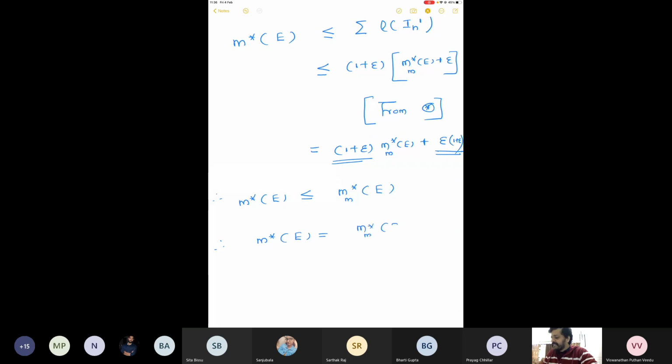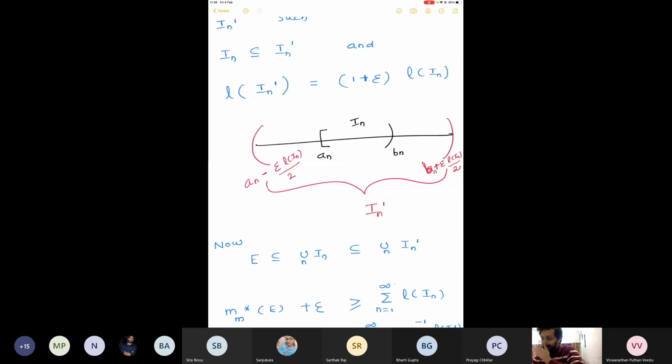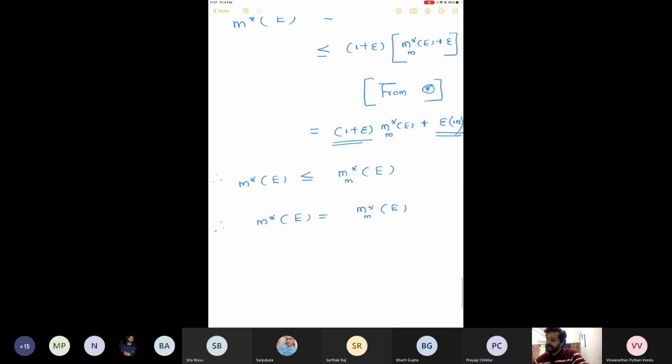I think my choice, this epsilon times ln plus ln, is not a very good choice. If you had adjusted your epsilon dash here properly, you could have got something like you might have seen many times: if you started with epsilon by 3, finally you will get epsilon. But if you have started with epsilon, finally you will get less than 3 epsilon. But that doesn't matter. Epsilon is anyway arbitrary.